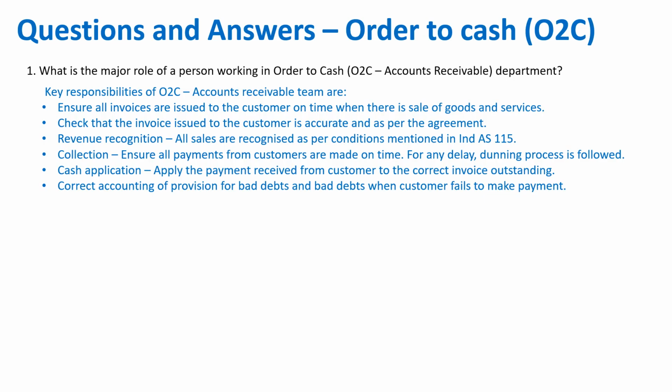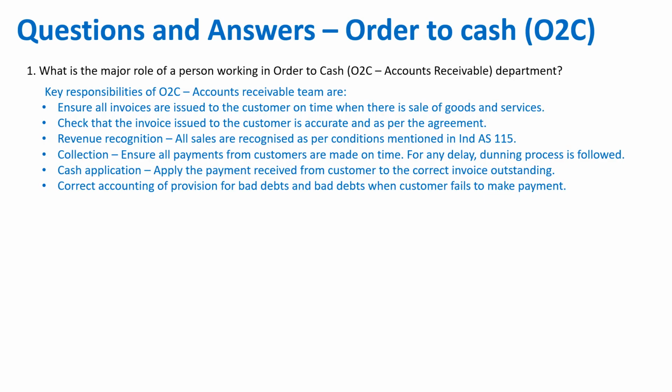Check that the invoice issued to the customer is accurate as per the agreement. Third, revenue recognition, very important for the organization. All sales are recognized as per the conditions mentioned in Ind AS 115. Fourth, collection. Ensure all payments from customers are made on time. For any delay, the dunning process is followed. That means you are following up with the customers and ensuring that the payment is coming on time.